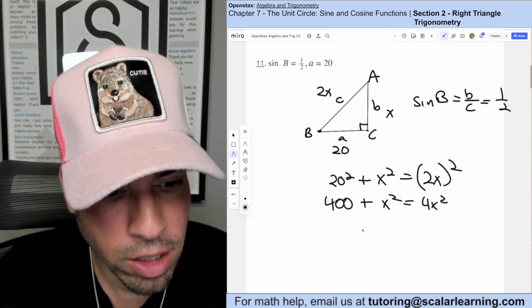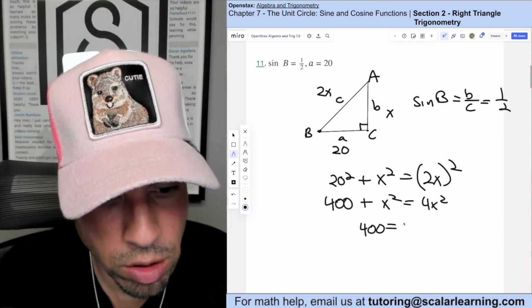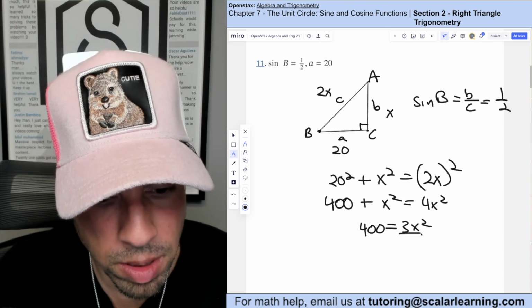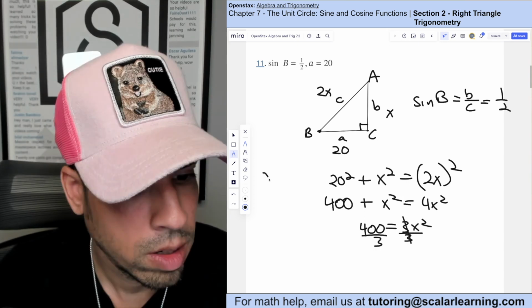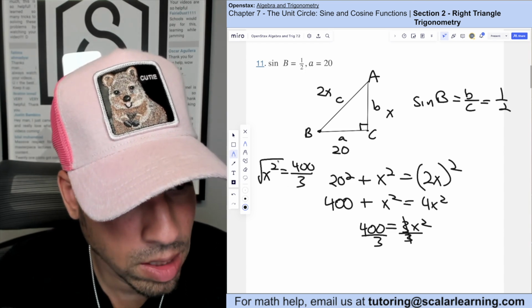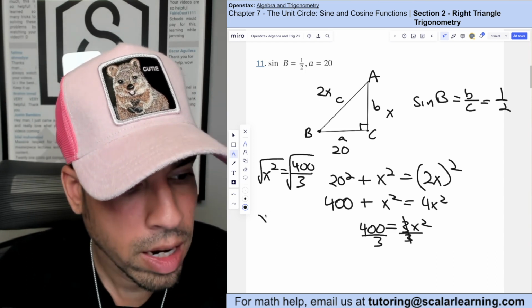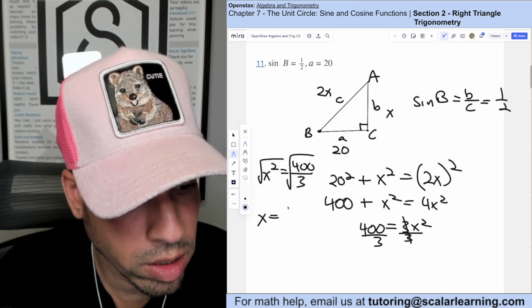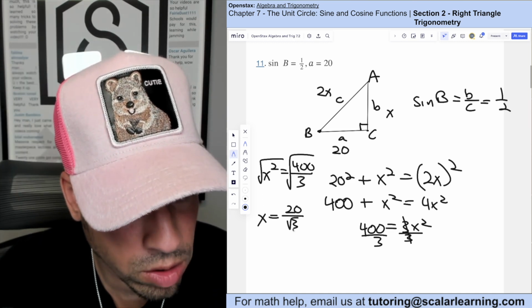Now I'm going to subtract X squared from both sides. I get 400 equals 3X squared. Then I'm going to divide both sides by 3. And X squared equals 400 over 3. Last but not least, I'm going to take the square root of both sides. And X equals the square root of 400, which is 20, over the square root of 3.